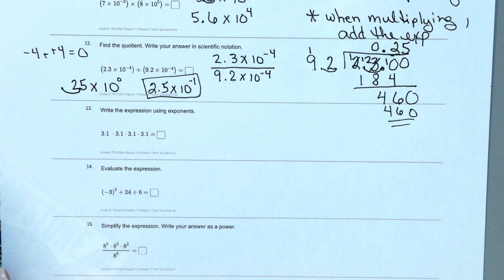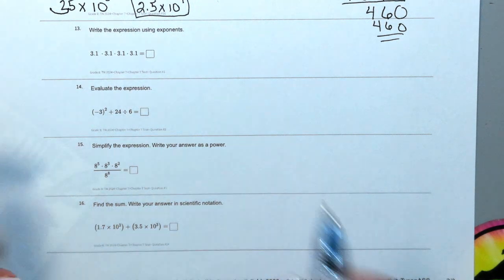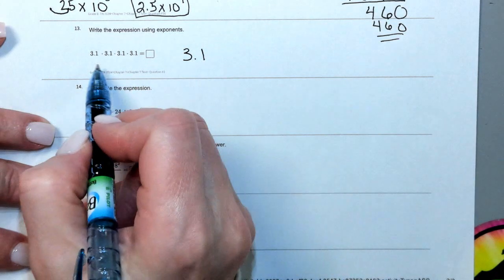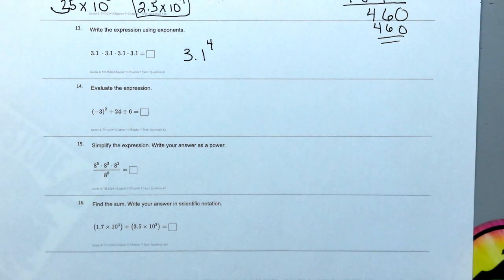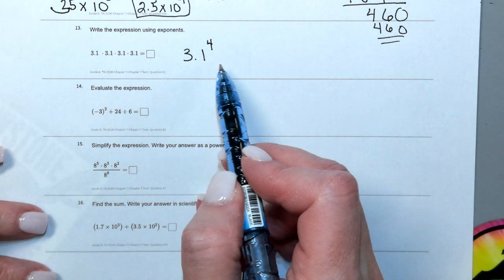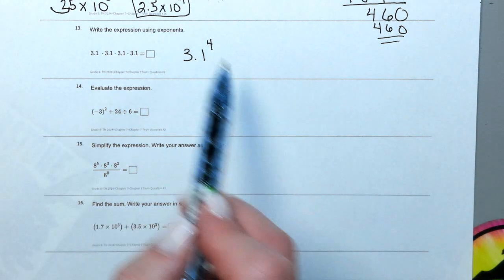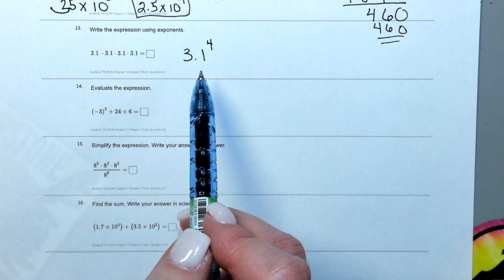All right, then 13, it says write the expression using exponents. So this one's real simple. This is just 3.1. And we had 4 of them, so it was to the 4th power. And that was it. That's all you do. I had some people that wrote 3.1 times 10 to the 4th power. This is not scientific notation. This is just how many 3.1s do you have.